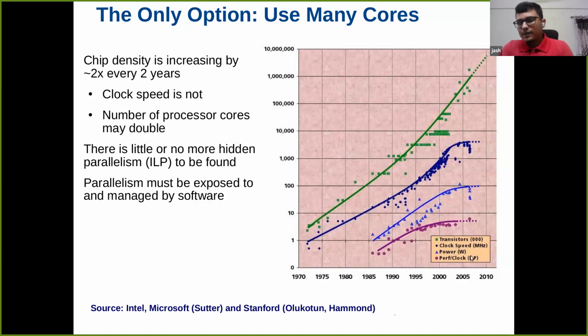Similarly, for ILP, the amount of parallelism that we can extract out of our code was also hitting a plateau. We weren't able to extract more ILP out of our code. But the number of transistors that we can place was steadily increasing during this era.